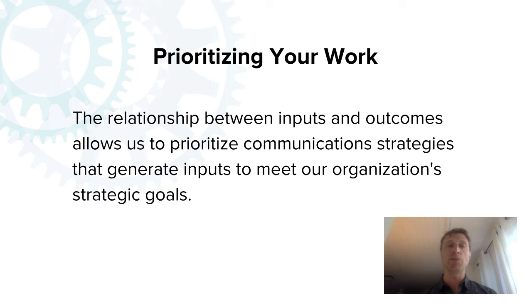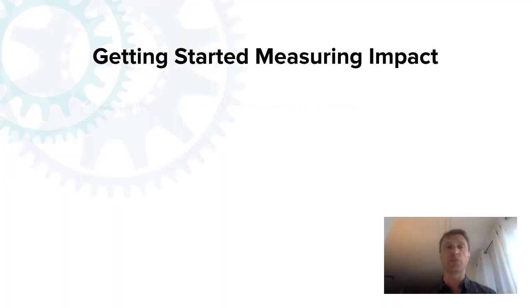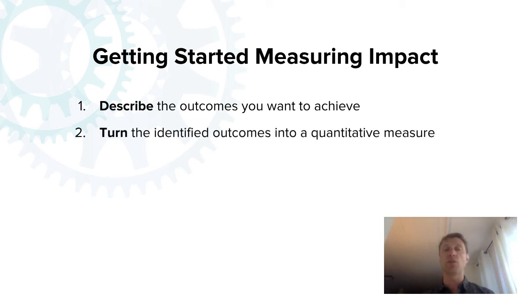But let's take a deeper dive into how the logic model actually helps us measure impact and why it's important to measure impact. Here are a couple of ways that we recommend organizations start to measure some of the impact. So number one, describe the outcomes that you want to achieve. Why are you performing your service, or why is your mission important in the first place? Number two, turn those identified outcomes into quantitative measures.